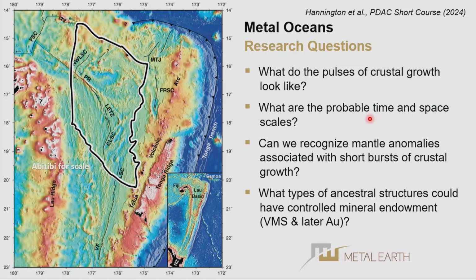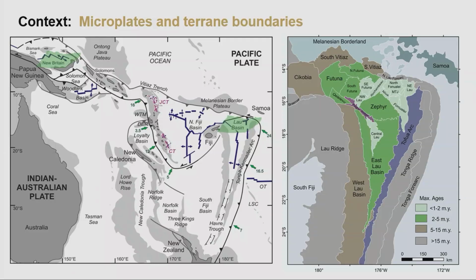And we were quite nervous at the beginning of all of this process because the time and space scales seem to be a little bit different from Archean cratons and Archean greenstone belts, but this is changing now as we map at higher and higher resolution. Can we recognize anomalies in the crust or in the mantle that correspond to those pulses of crustal growth? And what types of ancestral structures could potentially be preserved in greenstone belts that could then be recognized? And that's some of the work that Keaton is actually starting to do.